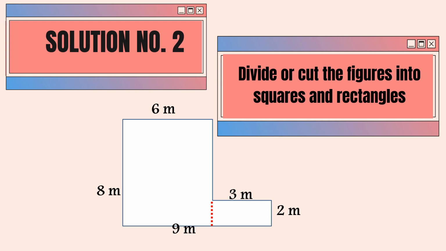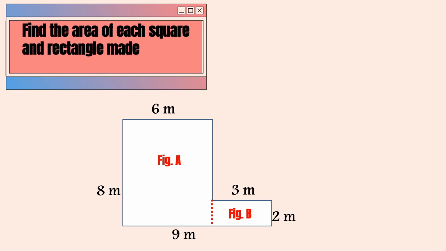So we divided again this irregular figure into two parts. The first part, we can call this figure A, and the second part is figure B. Let's proceed to the second step. We're going to find the area of each square and rectangle made.